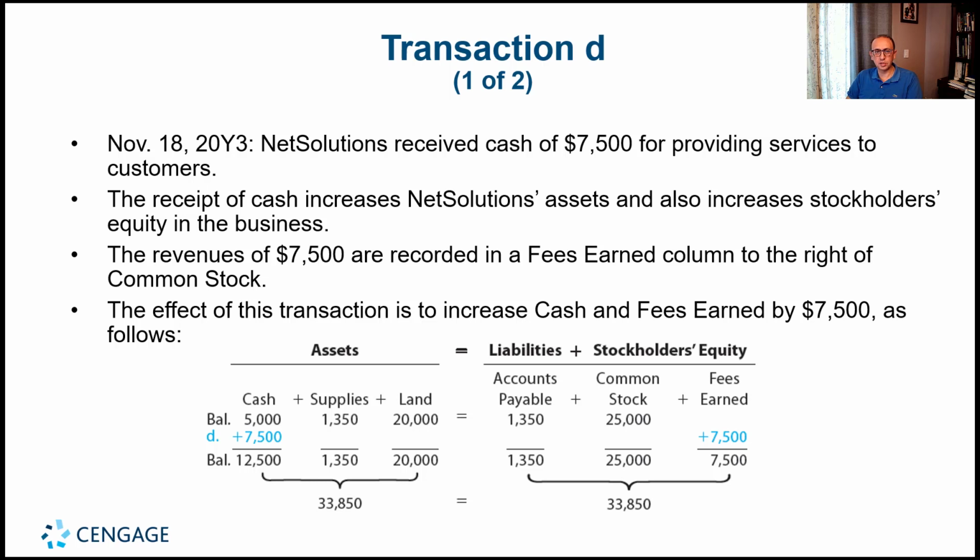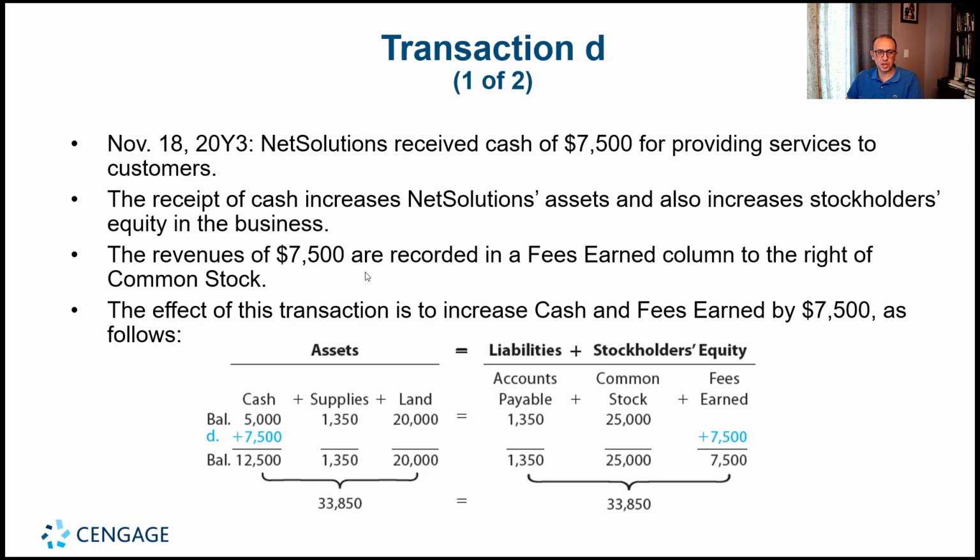The receipt of cash increased Net Solutions' assets and also increased stockholders' equity in the business. How is the stockholders' equity increased? Because we earned some resources, which we call fees earned, based on the service that we provided. And these fees earned, that's a new account now. It's going to increase by the amount of our revenue, $7,500. Fees earned is a revenue account, which increases our equity. And by the way, it's good to remember, revenues increase stockholders' equity, expenses decrease stockholders' equity. So the revenue of $7,500 is recorded in a fees earned column to the right of common stock.